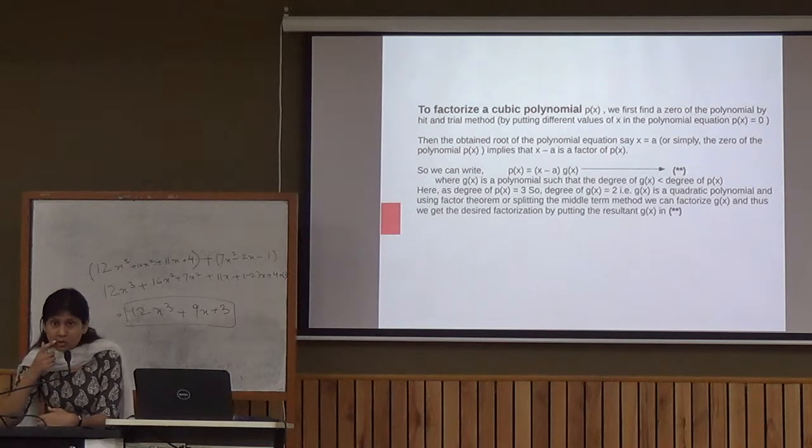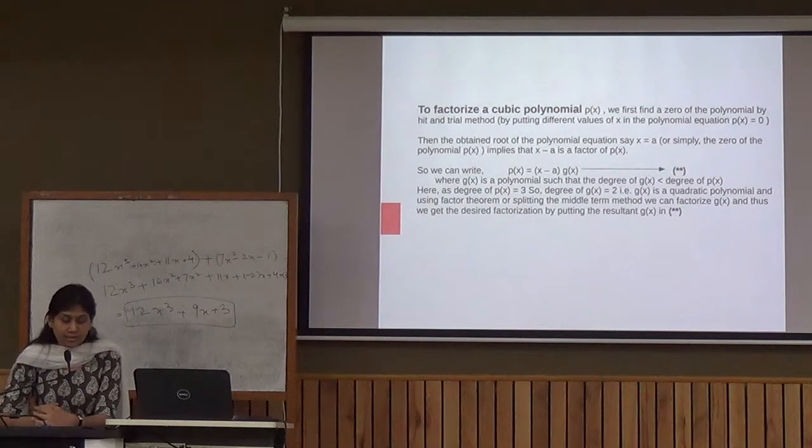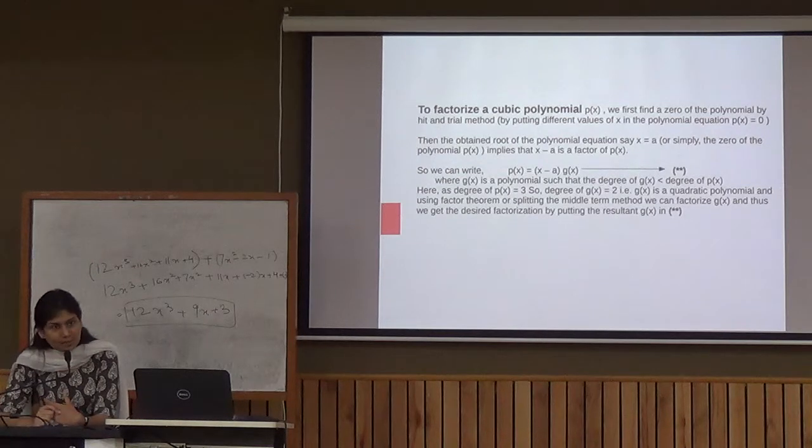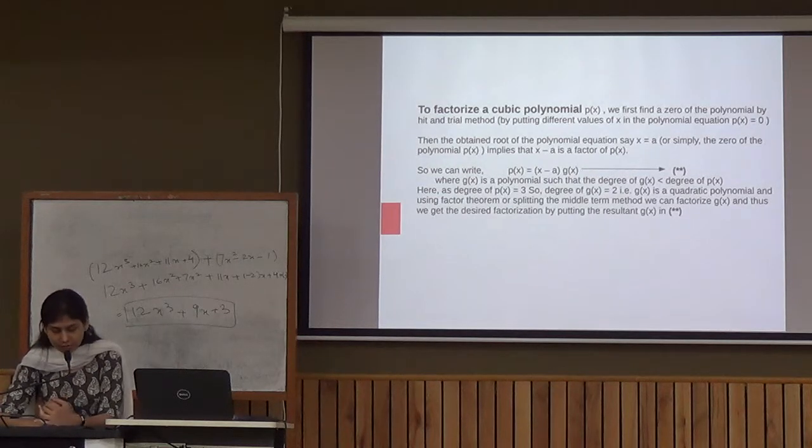Now here, the degree of g(x) must be n minus 1, where degree of p(x) is n. Here, n is equal to 3. Therefore, degree of g(x) is equal to 2. That is, g(x) is a quadratic polynomial, and using the factor theorem or splitting the middle term method, which we have discussed in the previous slides, we can factorize g(x), and thus we get the desired factorization by putting the resultant g(x) in the double star equation, that is p(x) is equal to (x minus a) into the factorization of g(x).